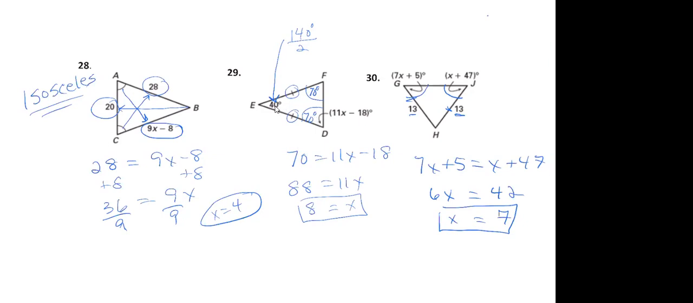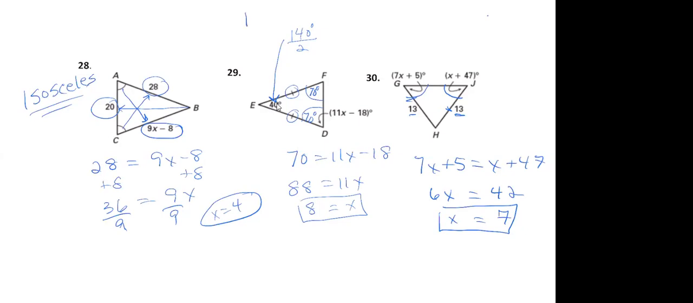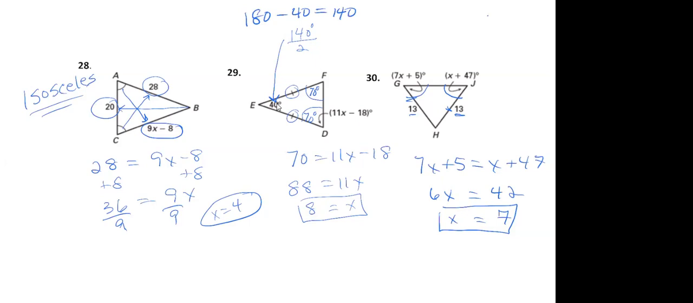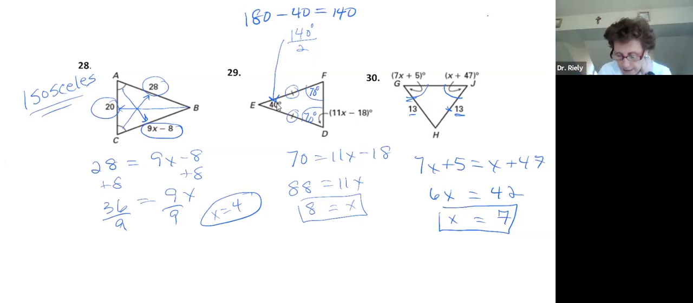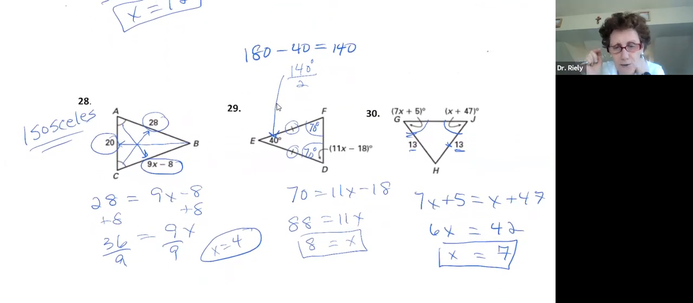Okay. Wait, so at the beginning, did you do 180 minus 40, and then you get 140? Yes, that's where the 140 comes from. 180 minus 40 is going to equal 140. So then you have 140 degrees left, and since it has to go equally into the other two angles, you can divide that by 2.